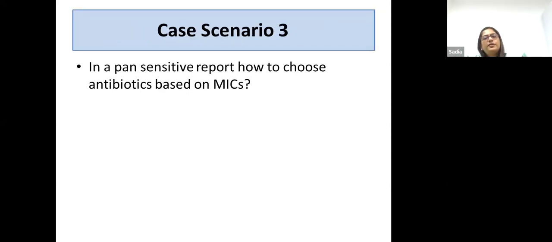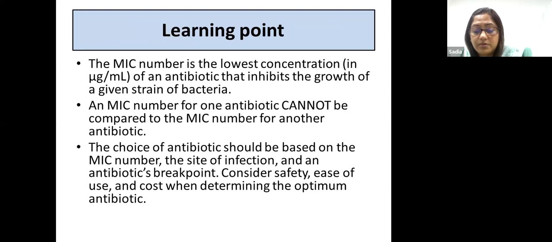Now, coming to a third very important concept. If you have a report where everything is sensitive, what antibiotic should you choose? Okay, many other factors will go into choosing an antibiotic, but when we have a pan sensitive report, it is very important to see the MIC. Okay, the MIC, like I said, is the lowest concentration of an antibiotic that inhibits the growth of the given strain of bacteria. Your MIC cannot be compared to the MIC number of another antibiotic.